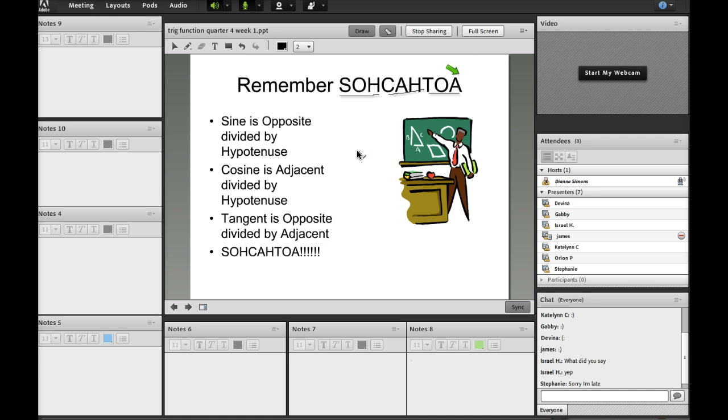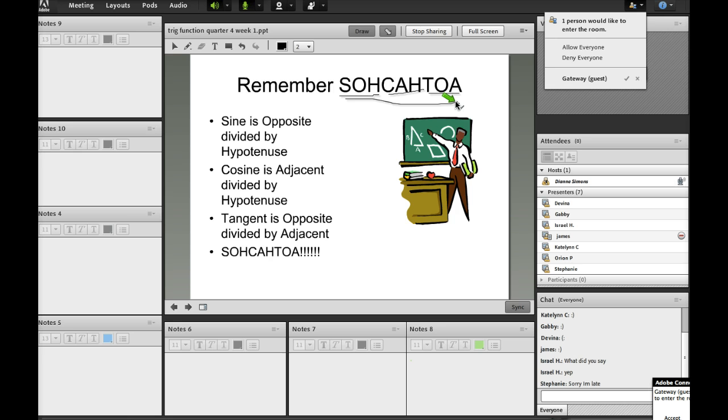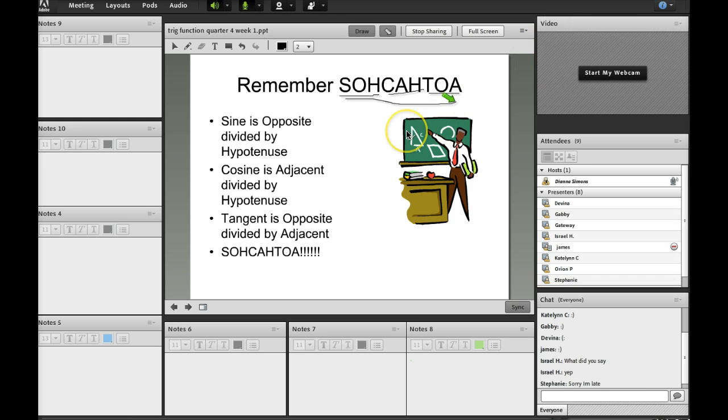That's an important, what are those things called? Does anybody know? Where you use letters to represent it. I don't know what it's called, but that's pretty important to remember. SOHCAHTOA. All right.